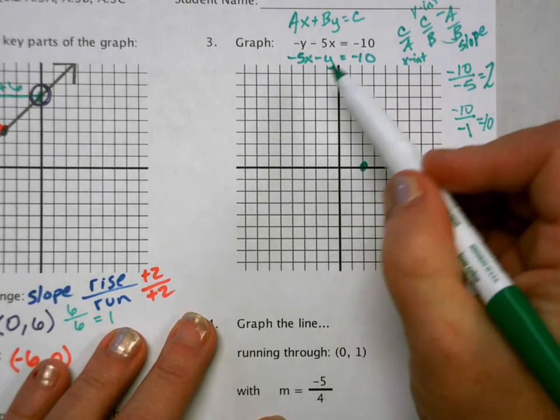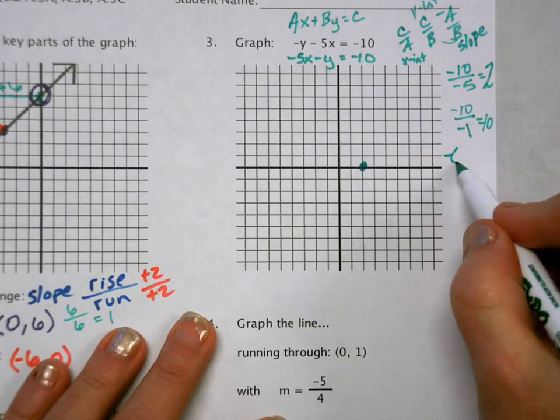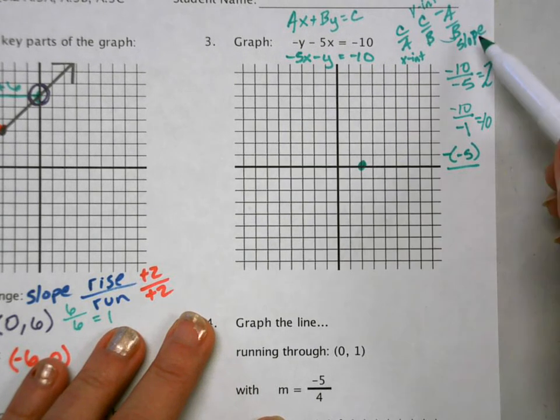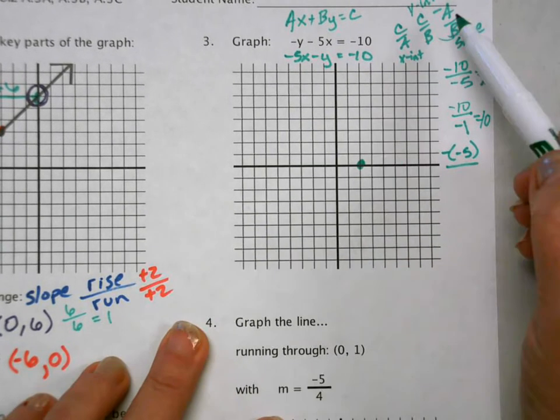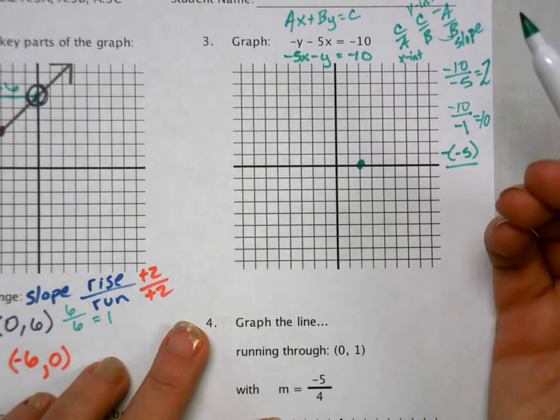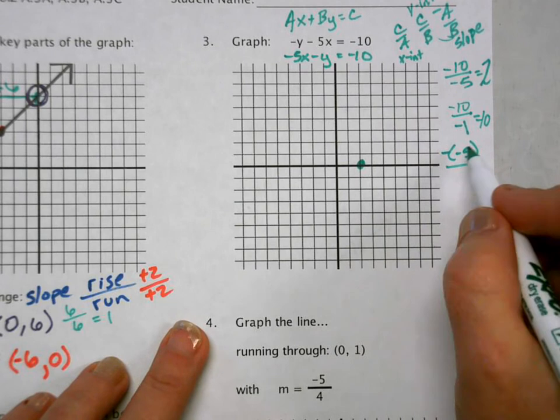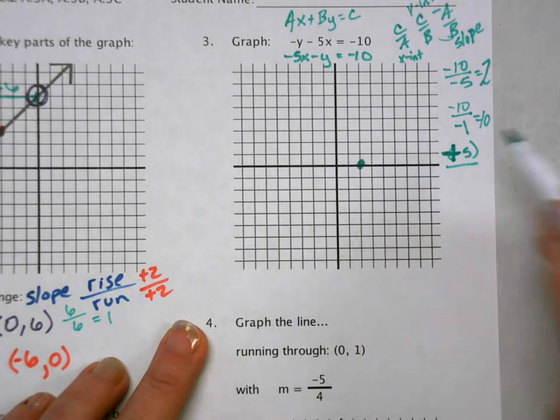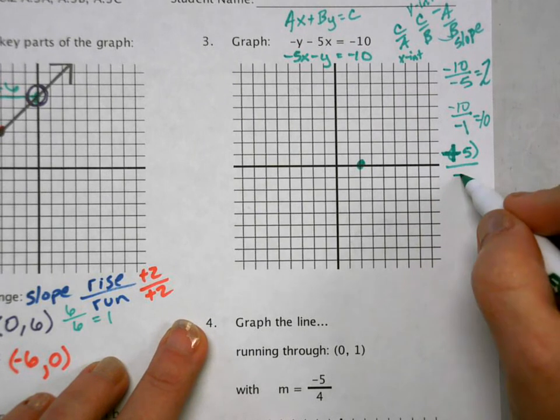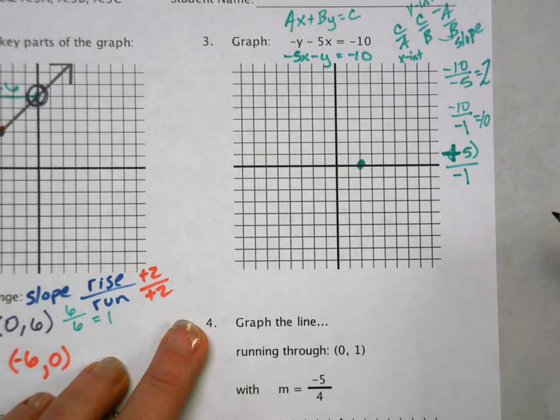So negative a. So a negative, negative 5. Because you have to take the negative a. So we're taking a negative, negative 5, which means what? Positive. It's positive, right? So negative, negative just means it's change in signs, positive. Okay, so positive 5 over my b. What's my b? Negative 1.